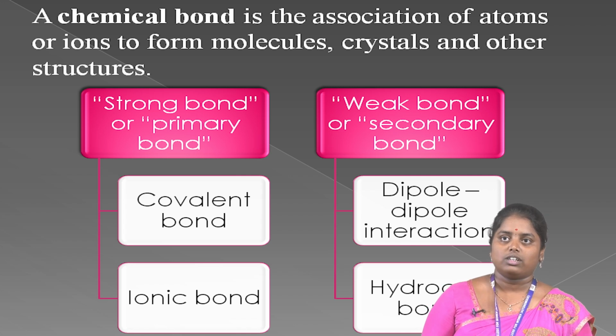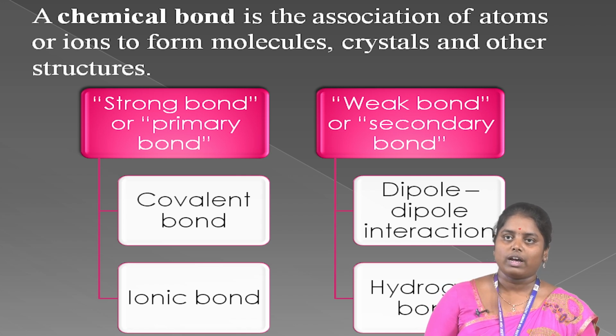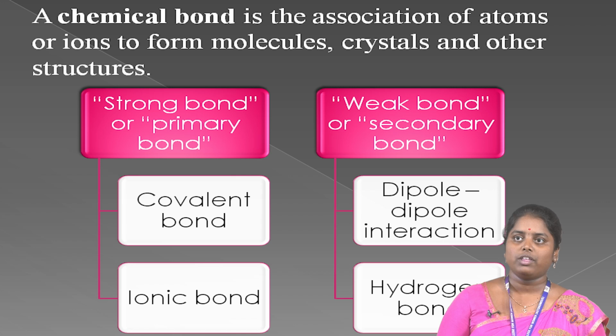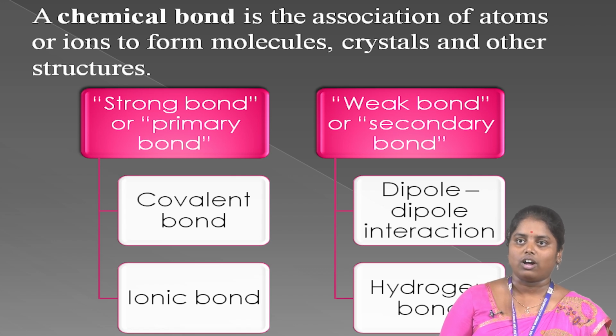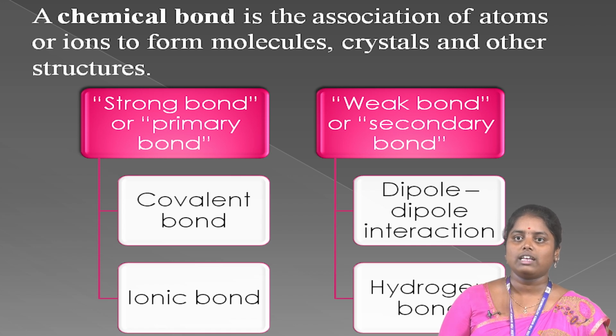A chemical bond is the association of atoms or ions to form molecules, crystals, and other structures. Chemical bonds are described as having different strengths. There are strong bonds or primary bonds, such as covalent, ionic, and metallic bonds, and weak bonds or secondary bonds, such as dipole-dipole interactions, the London dispersion force, and hydrogen bond.